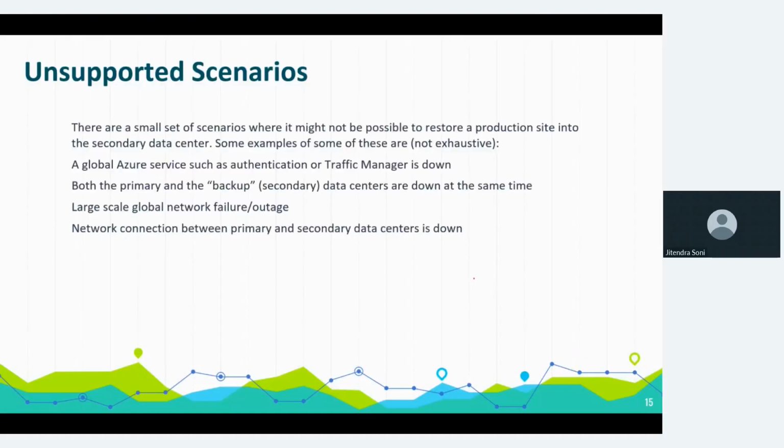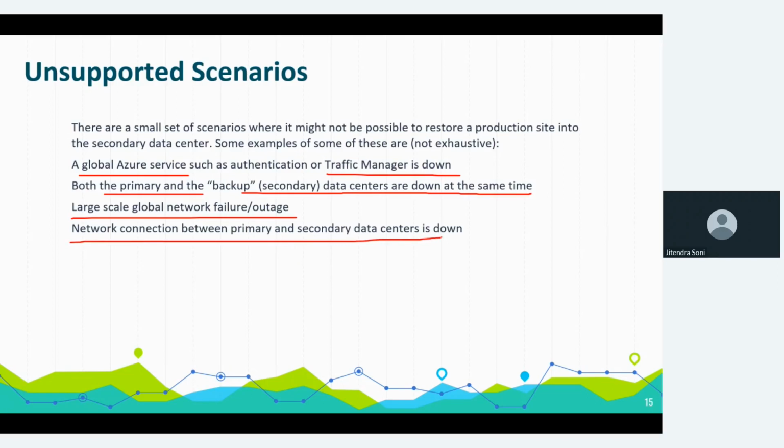Moving forward, what are the unsupported scenarios? Very unlikely, but if your global services go down, right? Traffic manager is down, which is very unlikely. There's a large scale failure, right? Both the primary and your backup secondary data centers are down. Or some network connectivity issues. So these could be unsupported scenarios.